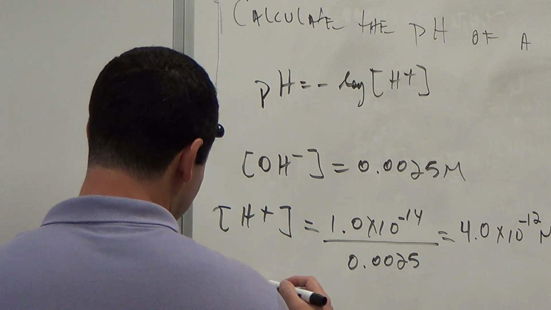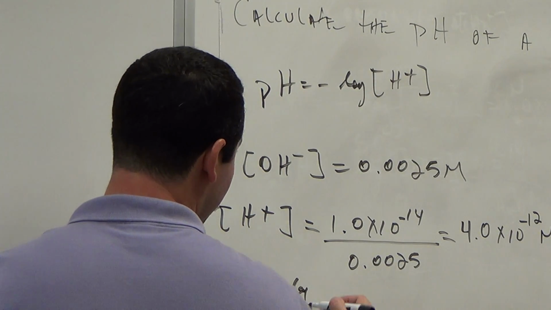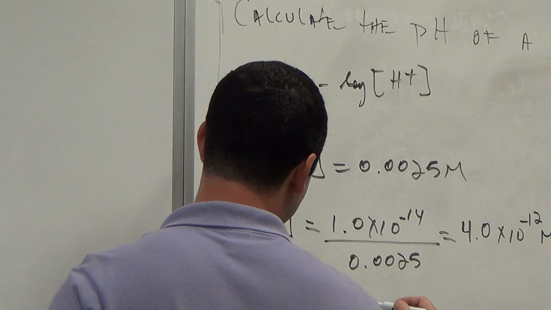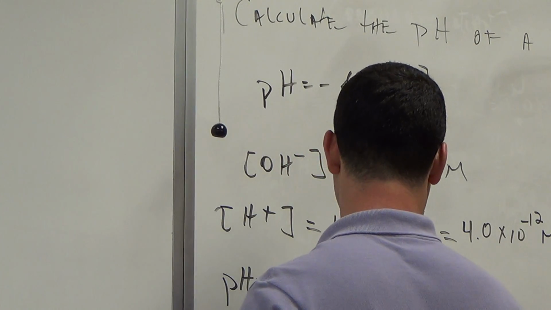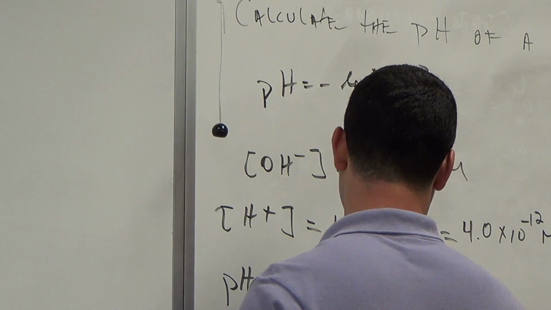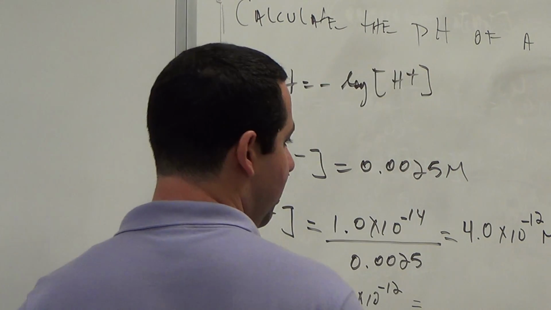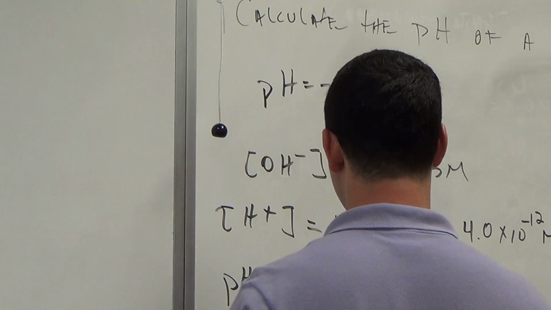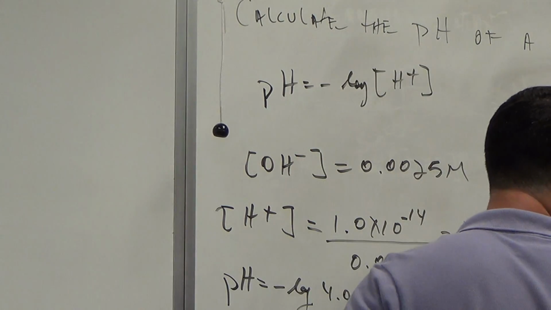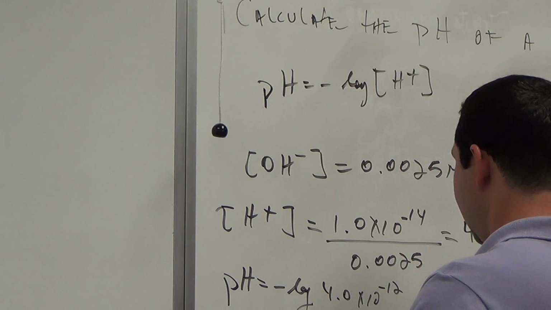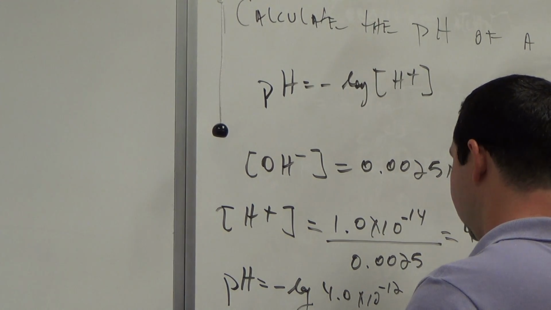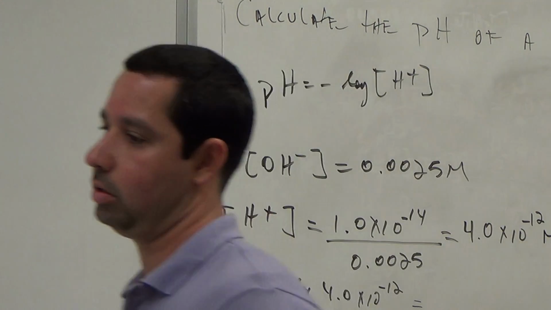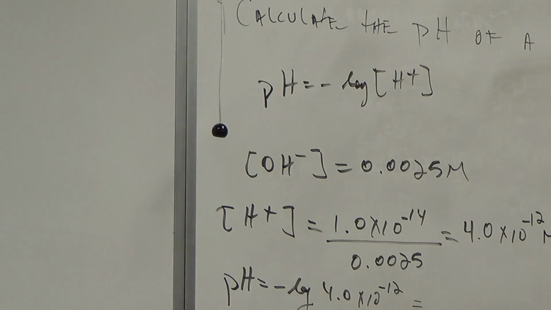So now I have the concentration of H plus. I can find the pH. It is the negative log of H plus, 4.0 times 10 to the minus 12. How much is that? Not 12, because this is 4.0, not 1.0. If it were 1.0, yes, it would be 12. It's 11.4, but you don't have that many sig figs.